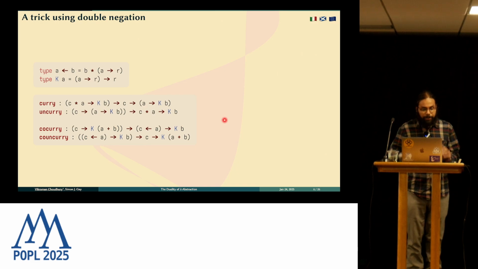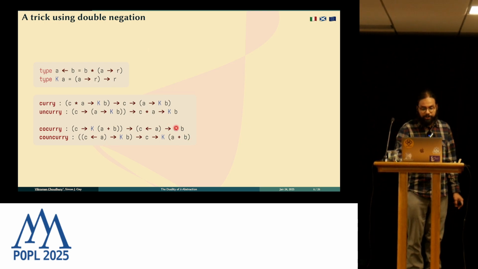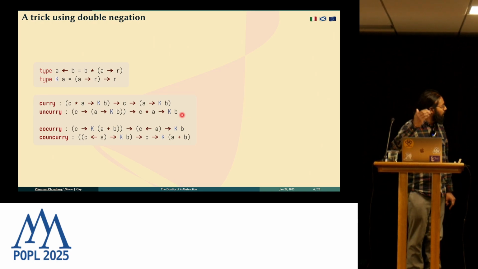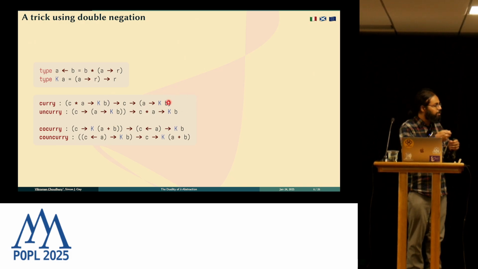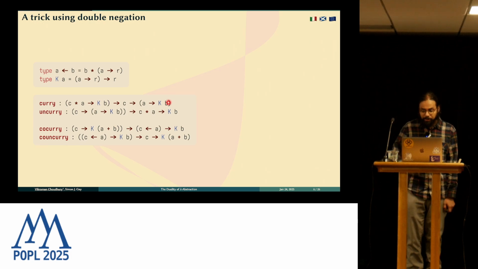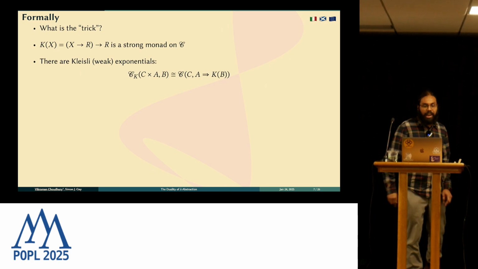And then you look at the type signatures for co-curry and co-uncurry, and there's a K in the codomain of these functions. And you can do the same thing for curry, where you insert a K into the codomain for the function. So the whole trick is you have curry, uncurry, co-curry, and co-uncurry, as long as you insert some double negations in the right places. Okay, so this is a nice trick, but I'm a category theorist.